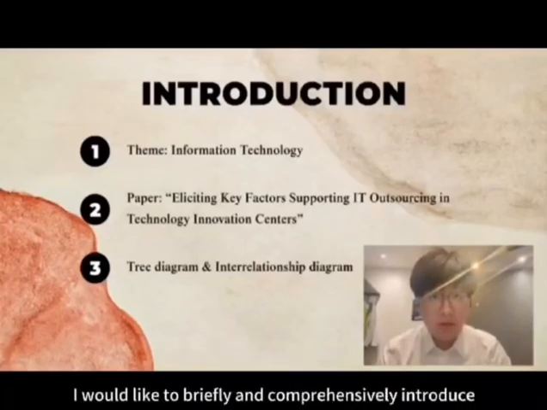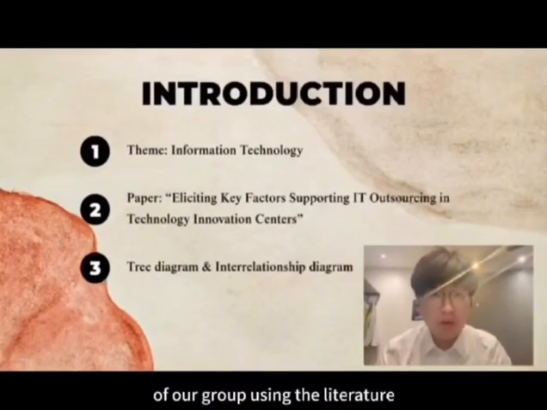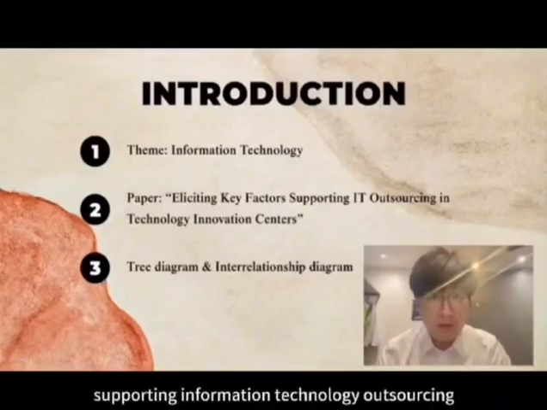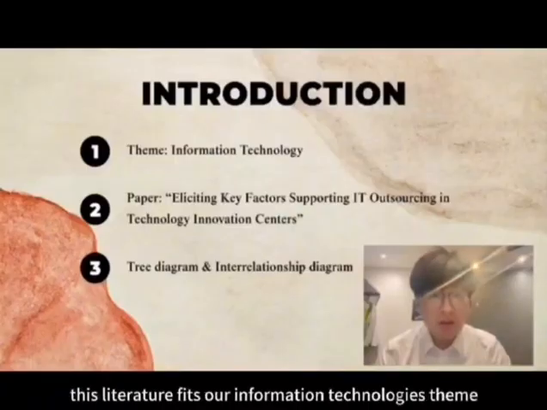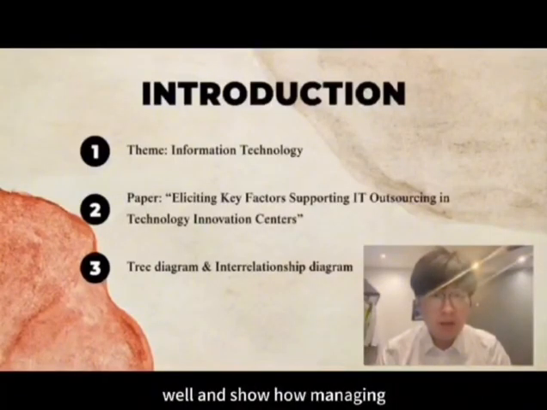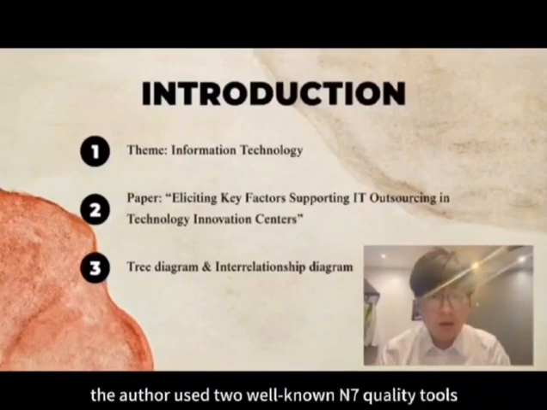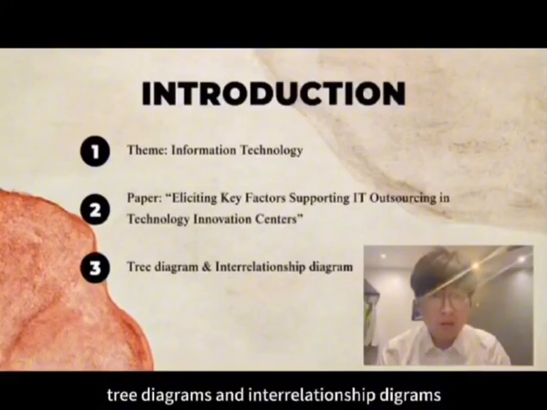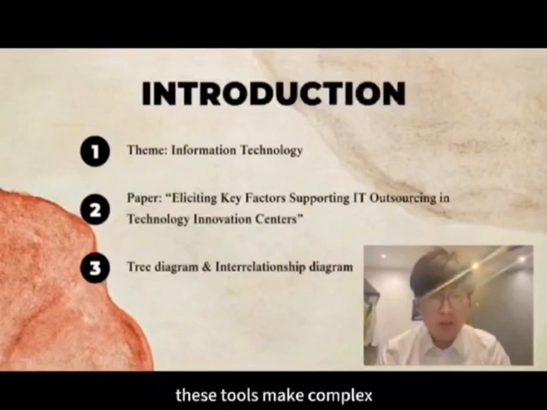Today I would like to briefly and comprehensively introduce the research results of our group, using the article "Key Factors Supporting Information Technology Outsourcing in Technology Innovation Centers." This article fits our information technology theme well and shows how managers can make better outsourcing decisions. The author used two well-known N7 quality tools, tree diagrams and interrelationship diagrams, to organize many ideas and show the connection between them. These tools make complex topics simple and easy to understand.